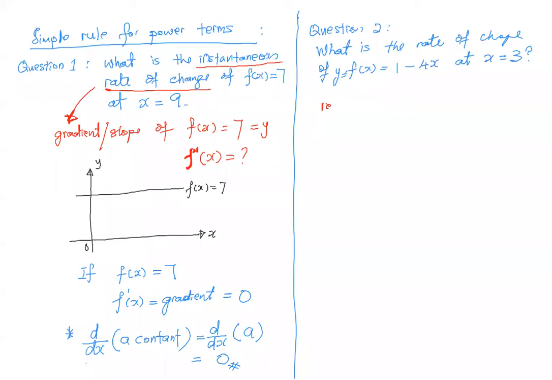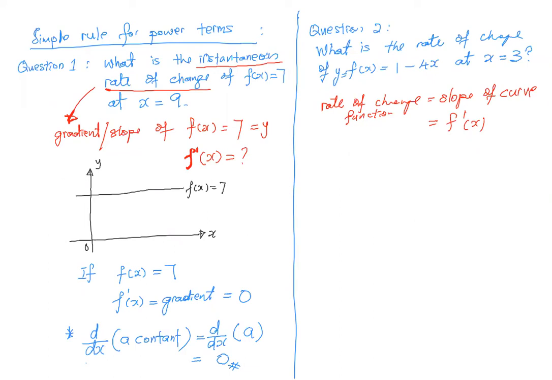rate of change is the same as slope of the curve. So it's represented by f prime x. So rate of change, I will say rate of change function, okay? So it will be a slope function, equal to f prime x. Okay, so who can give me the answer?